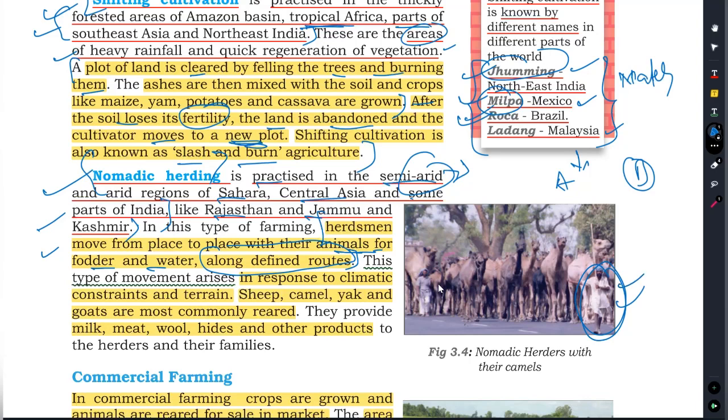Why? These men know where the food and water required for the animals is available at a particular period of time. This type of movement arises in response to climatic constraints and also terrain. Some of the animals most commonly reared in this type of herding are sheep, camel, yak and goats, right? You get milk, meat, wool, hides and other products from these animals.